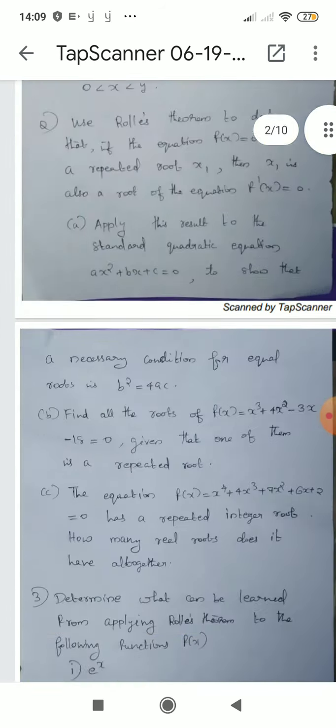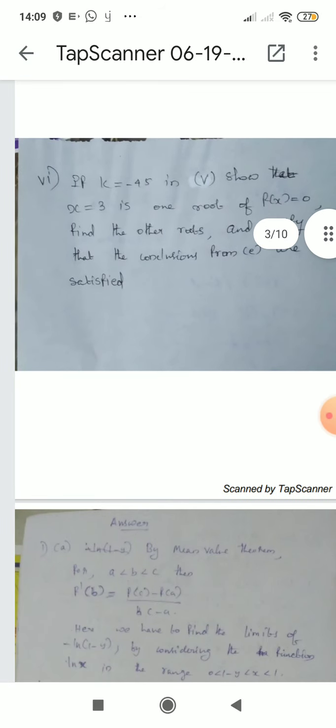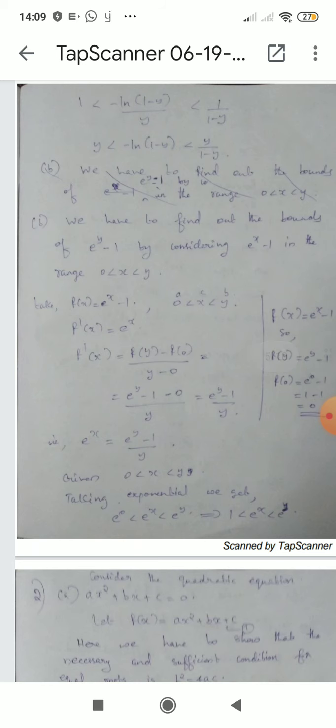Okay. Now, there is a hint given in the question. Whatever the function, if it has a repeated root, that repeated root will be a root of f dash of x is equal to 0. That is the hint given by our question. So, to solve the first subdivision, we can use this result as well as Rolle's theorem.